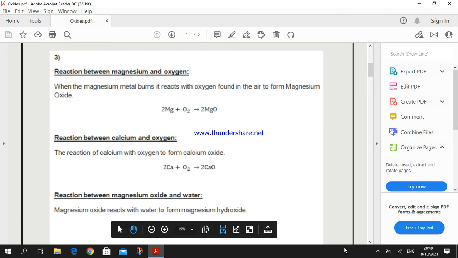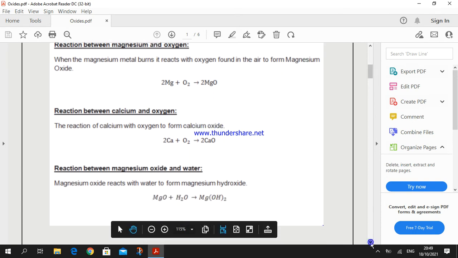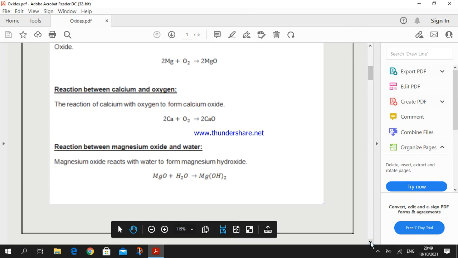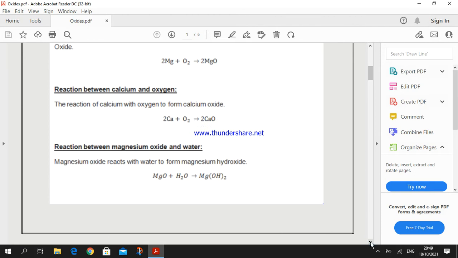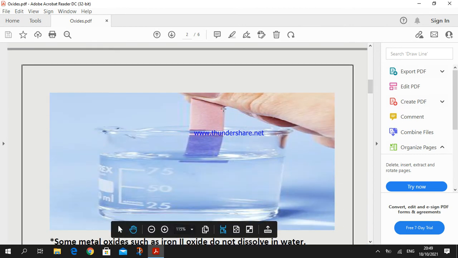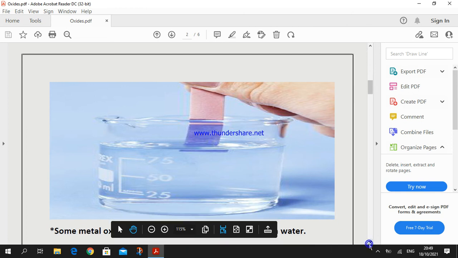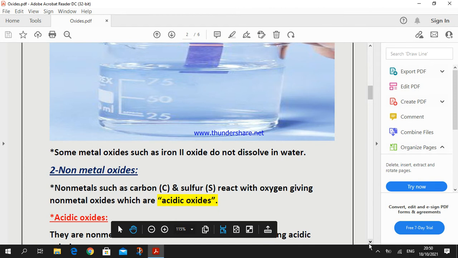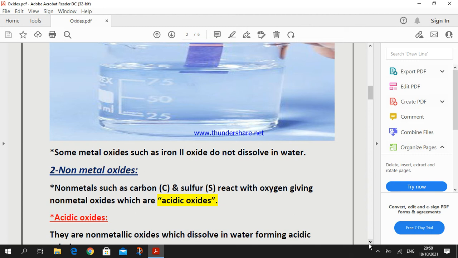Magnesium oxide can react with water, dissolving in water to give us magnesium hydroxide. Magnesium hydroxide is an alkaline solution because it can change red litmus paper into blue. This is known as an alkaline solution, okay? But some metal oxides, such as iron oxide, FeO, don't dissolve in water. So, iron oxide is considered a metal oxide, but not considered a basic oxide.